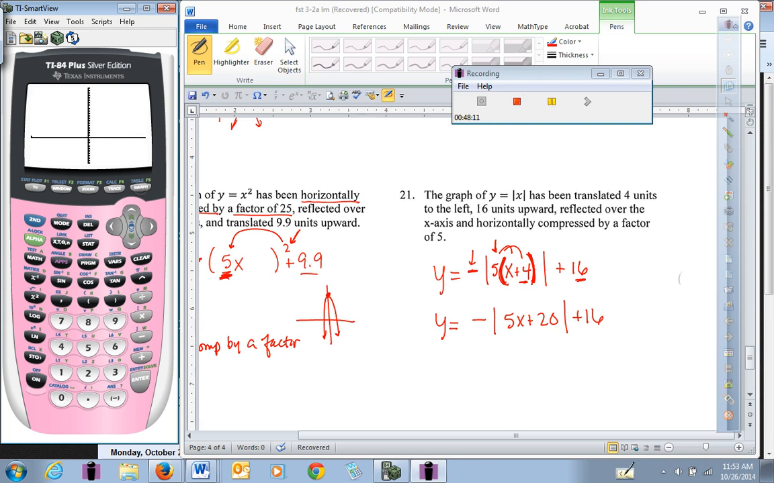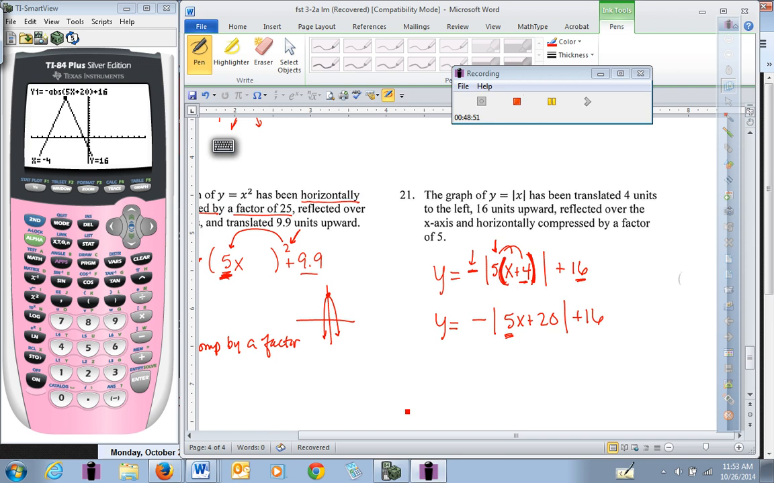Okay, so did it go 4 to the left and up 16? Well, let's check it out. 4 to the left and up 16 it did. It's opening downward, and it's been horizontally compressed by a factor of 5. Okay, so there we go.